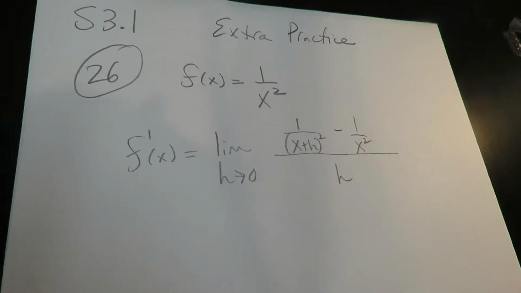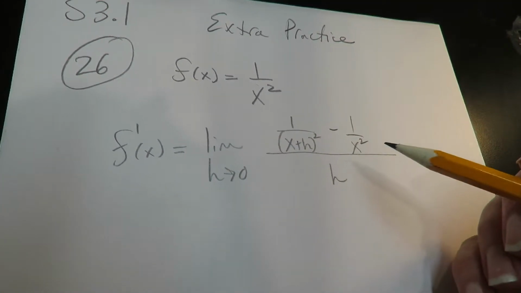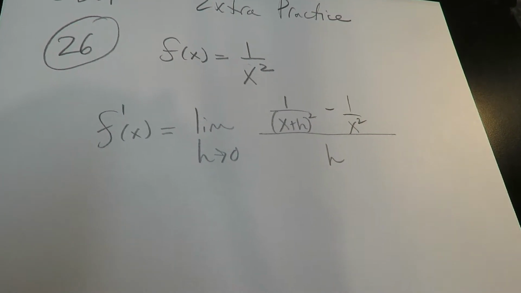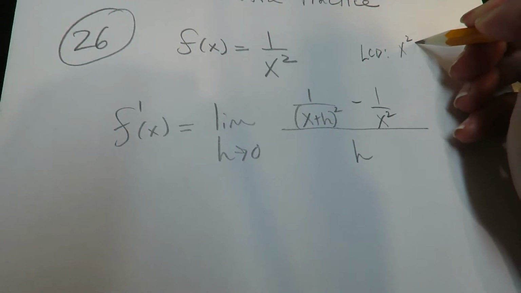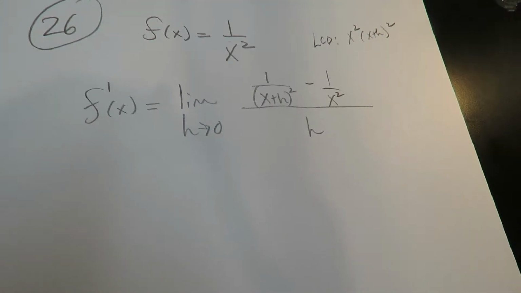over h. And again, if you let h go to 0 here, you're going to see that it's indeterminate. So we're going to simplify this complex fraction. So we're going to go with the LCD. So I'm going to go ahead and balance that.